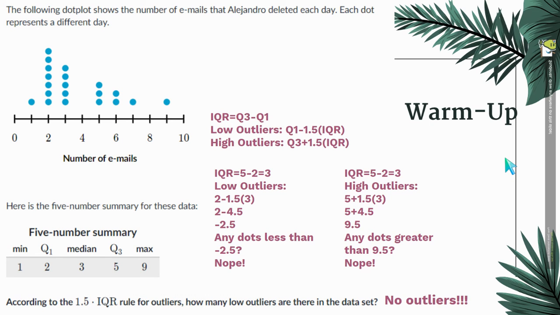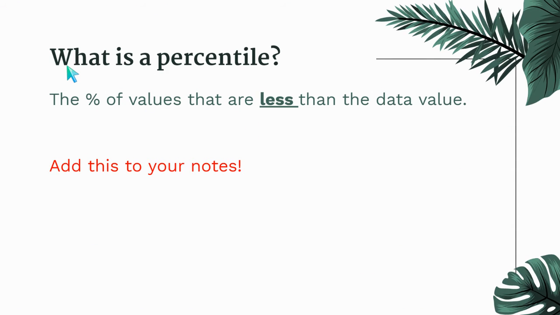Now let's go ahead and get started on our lesson for today. Take out your notebook, get a pen, a highlighter and a colored pen, and here we go. What is a percentile? This is the definition of a percentile: the percent of values that are less than the data value. Be sure to add this to your notes.